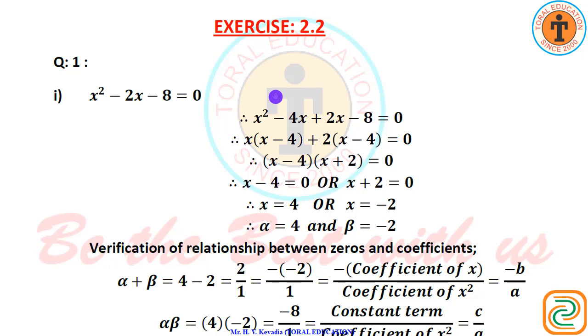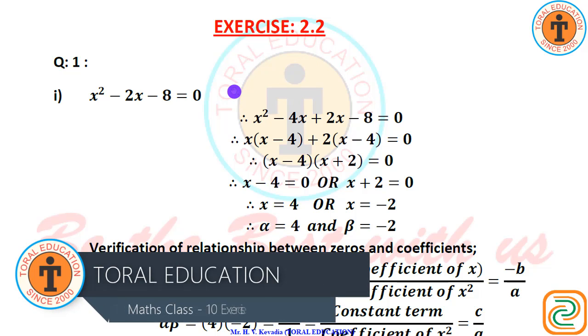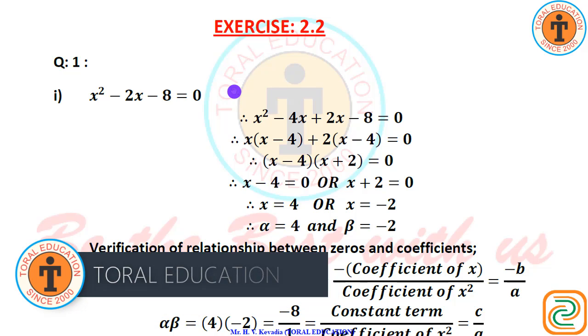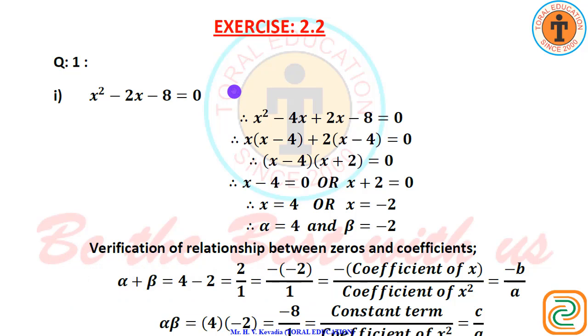Today I am taking exercise 2.2, in which the first sum is: find the zeros of the following quadratic polynomials and verify the relationship between the zeros and the coefficients. So friends, the first question is x square minus 2x minus 8.